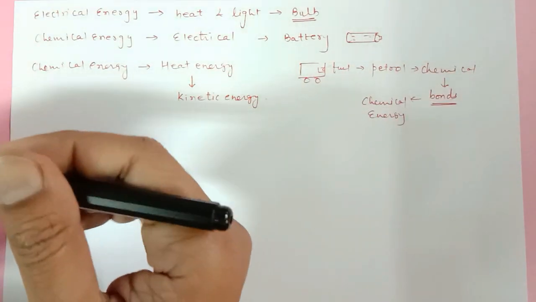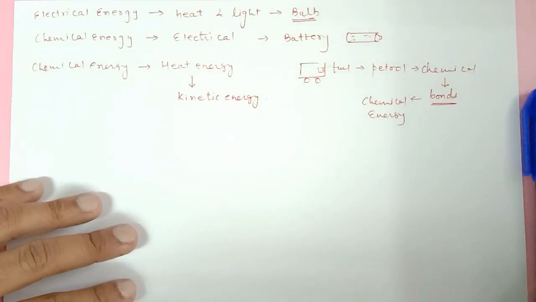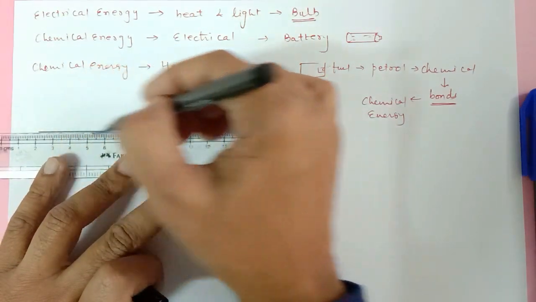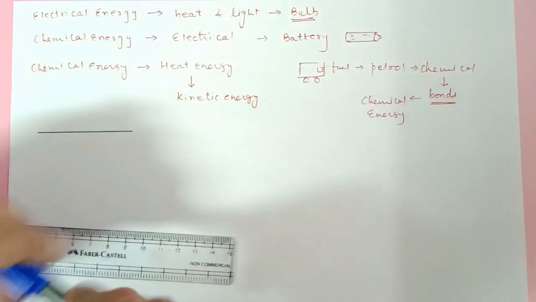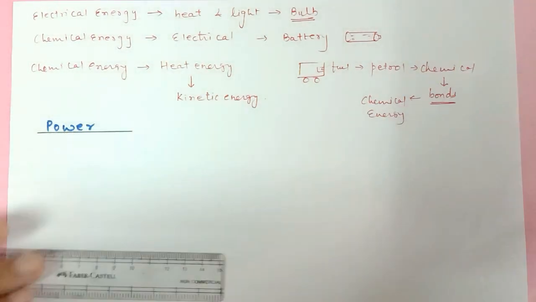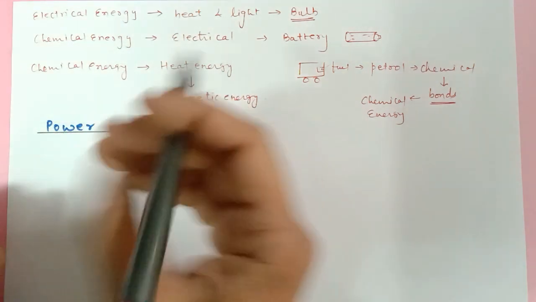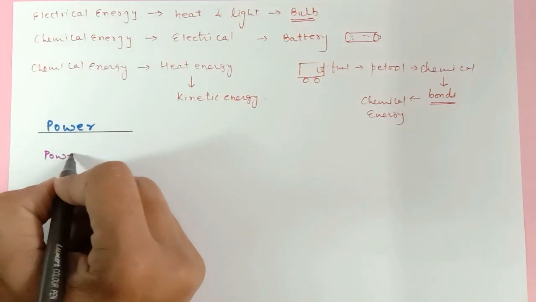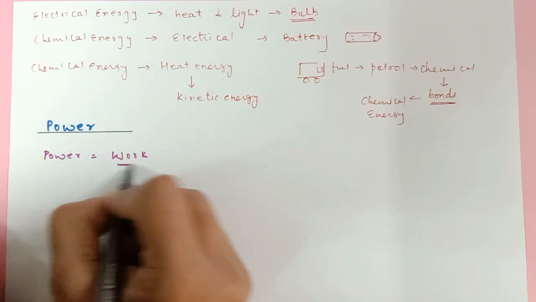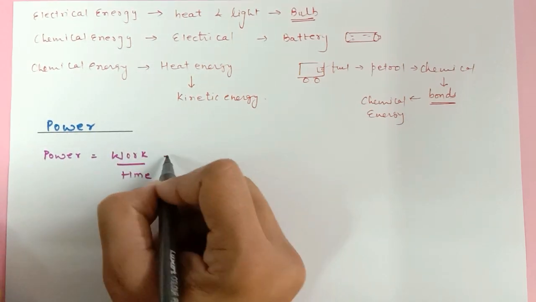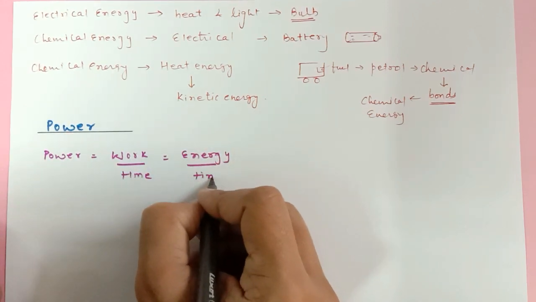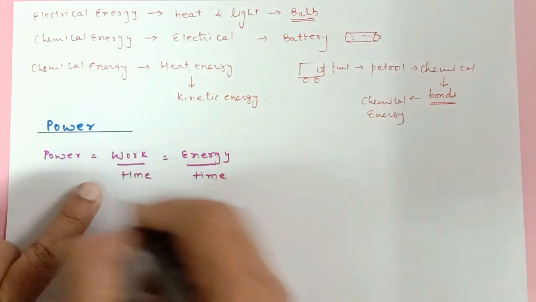Now let's talk about the final part of this topic, and that is power. So let's discuss power now. Power is again work done upon time taken, or it is also written as energy upon time taken. Now this is the formula, people.